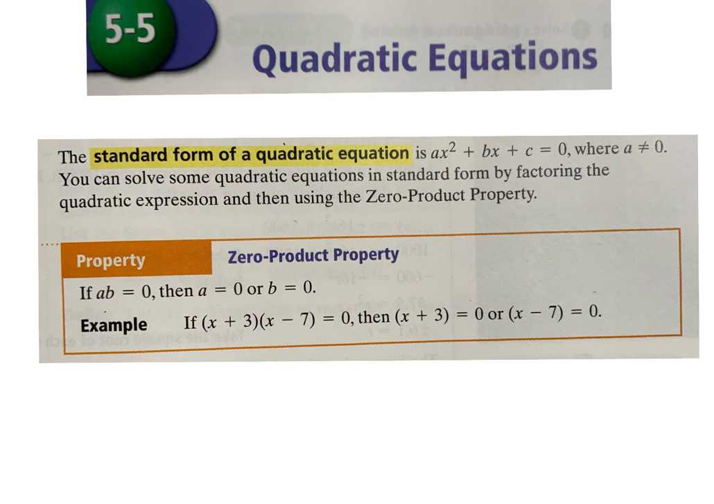So instead of just having y equals whatever, and it's just a function, we now have ax squared plus bx plus c equals 0, where a is not equal to 0, because then that would be linear. The first way we're going to look at solving these is by factoring, because we have what's called the zero product property. If you multiply two numbers together and you get 0, one of them must be a 0. That's how multiplication works.